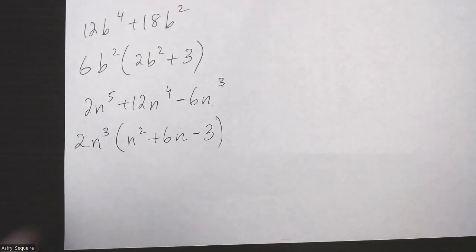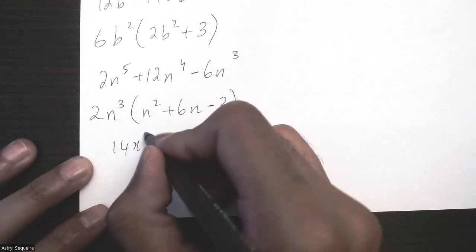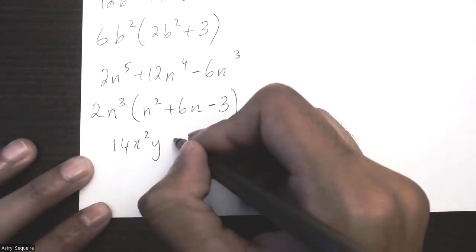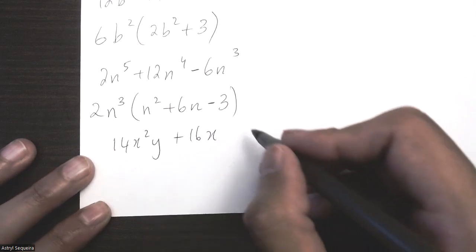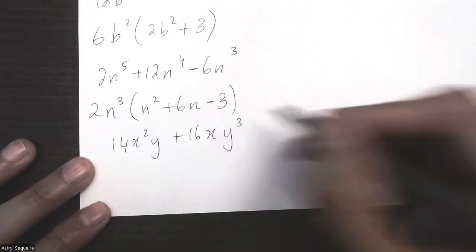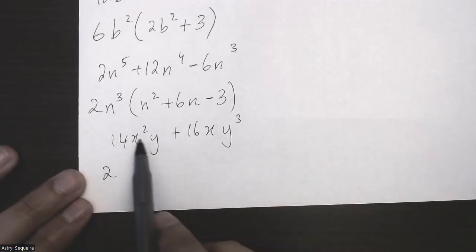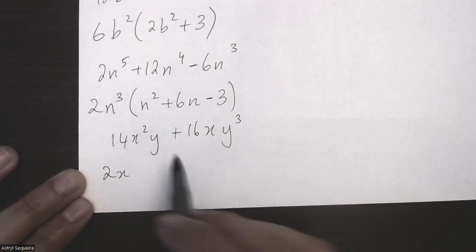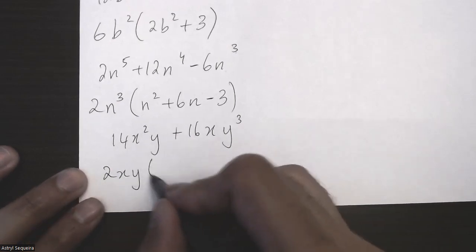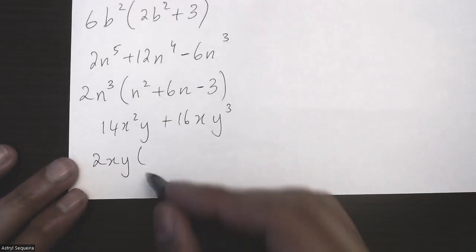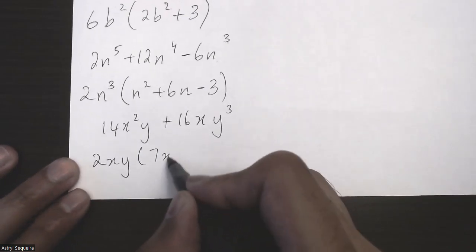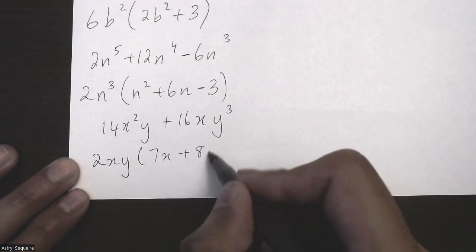All right, let's take it up a notch. Let's have multiple letters. We now have 14x squared y plus 16x y cubed. So my common factor for my numbers is 2. And for the x term, my common factor is x. And for the y term, my common factor is y. Now I'll divide this whole equation by 2xy. I'm just left with 7x plus 8y squared.